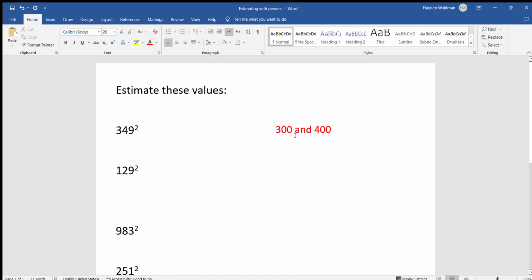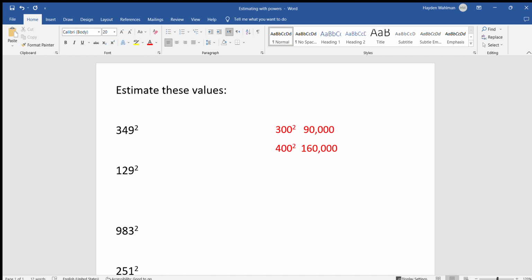So what's 300 squared? Well, we know 3 squared is 9, so we just do 9 with 4 zeros, because 100 times 100 would be 10,000. There are 2 zeros here, squared would be 4 zeros. And now what about 400? If we square that, we can do that in our heads, 16 with 4 zeros. So it's between 90,000 and 160,000, all right?